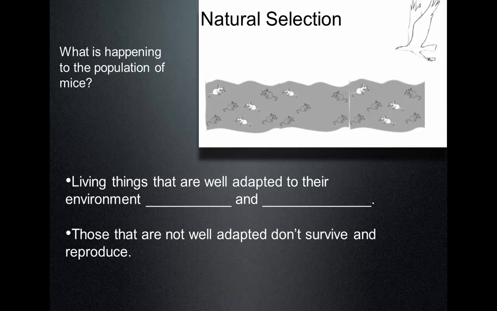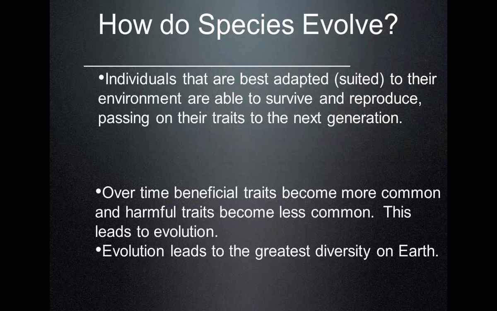So that species changed over time. And that's what natural selection says. Living things that are well adapted, that have good characteristics that are helpful, they survive more than others. And therefore, they reproduce. When they reproduce, they're passing on these good traits to their offspring. The ones that are not well adapted, they don't survive very well. They don't reproduce very much, and therefore, over time, the number decreases. So we call this natural selection.